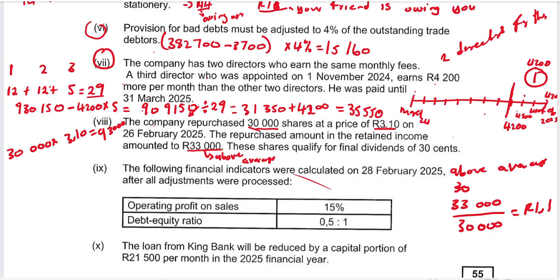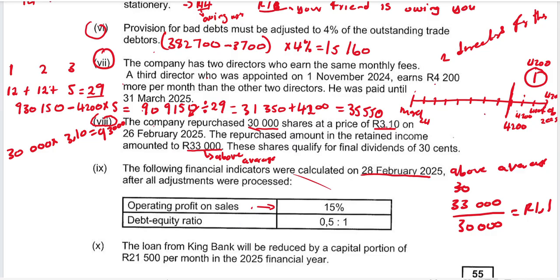Okay, this one we are done with. The following financial indicators were calculated on 28 February 2025, after all the adjustments that they gave us here were processed. Then they calculated and gave us this. The operating profit on sales won't help us here on the statement of financial position. It will help us on the statement of profit or loss.